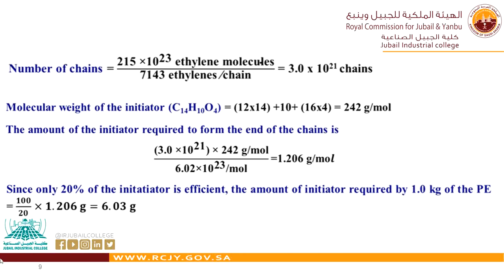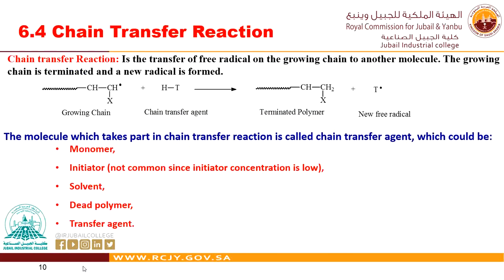Now, if all the initiators are effective, then that is the end. But if some initiators are not effective, then we have to put that into consideration by calculating the required amount of the initiator for the polymerization. So this brings us to the end of the numerical problem on page 52.